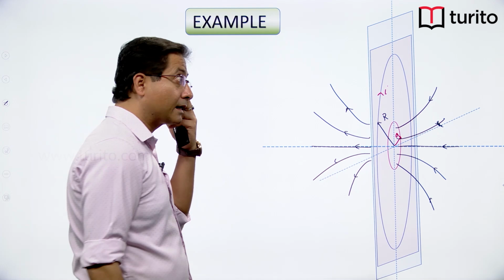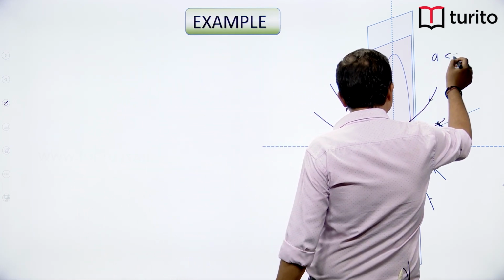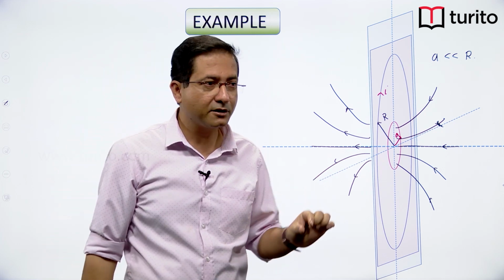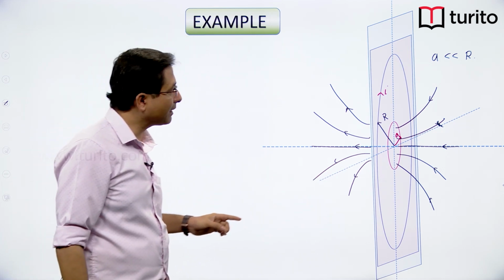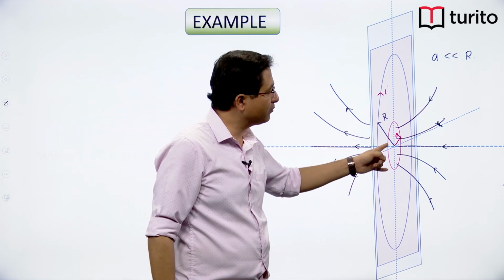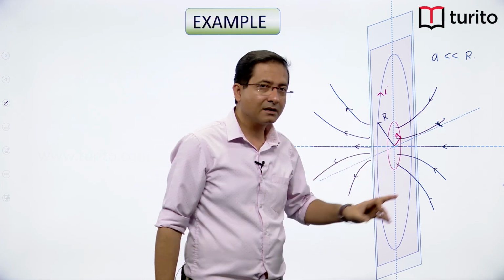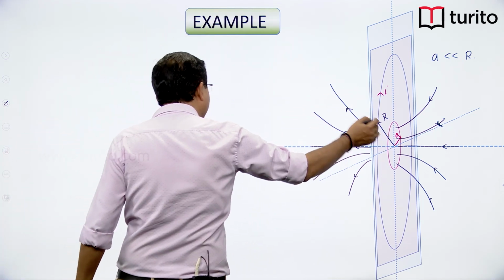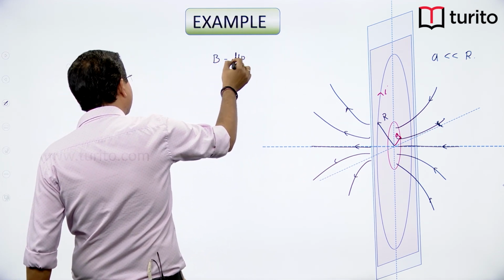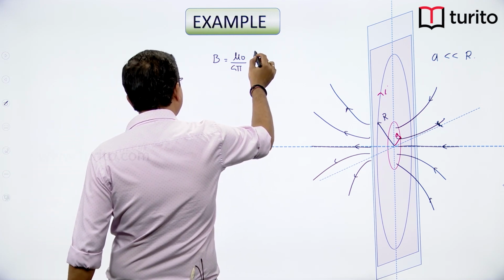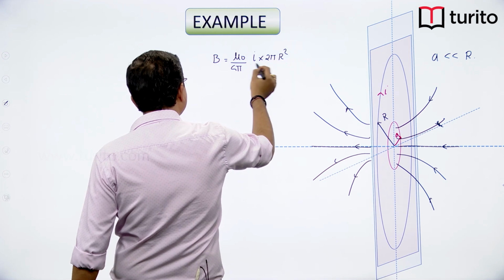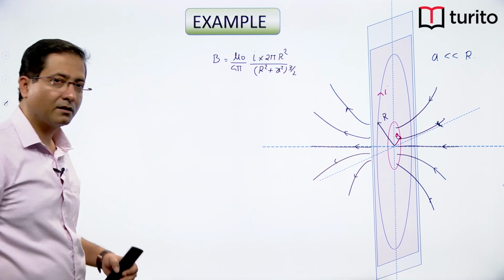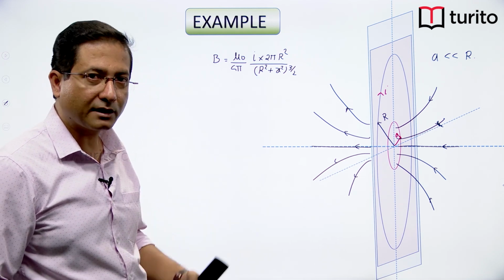And if small a is very small as compared to r, then the size of this ring will be very small. If the size of the ring is very small, then I can assume that the magnetic field due to this bigger ring at every point on the surface of this small ring will be almost the same as the magnetic field produced by the bigger ring at the center. So the magnetic field produced by this bigger ring at the center, formula B is equal to mu naught upon 4 pi, I into 2 pi capital R square upon R square plus x square to the power 3 by 2. This is the formula for the magnetic field due to a ring at any point on the axis at distance x.